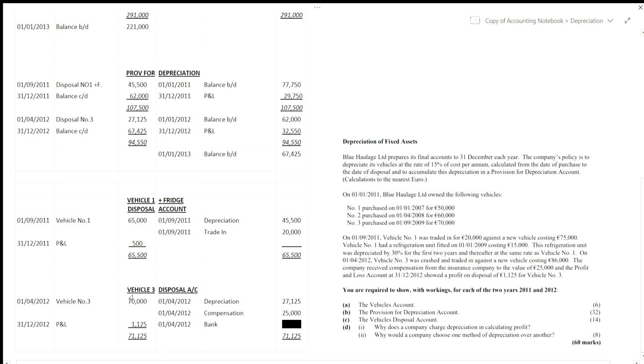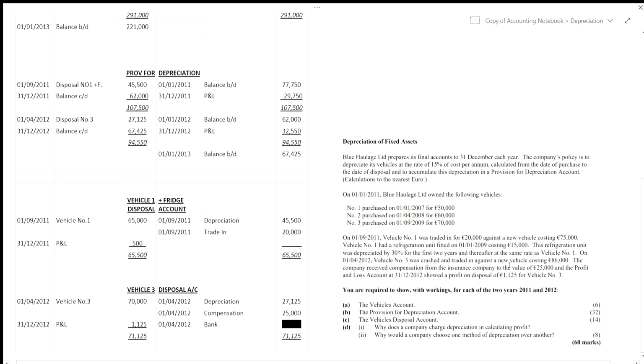The vehicle number 3 cost and depreciation is now dealt with, so we can read the rest here. So vehicle number 3 was crashed and traded in against a new vehicle. So the company received compensation to the value of 25 grand. So that's how much the value had dropped by. They received a further compensation of 25 grand. So I'm going to put that in here.